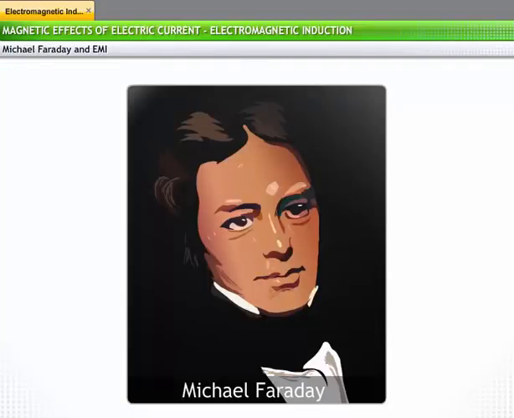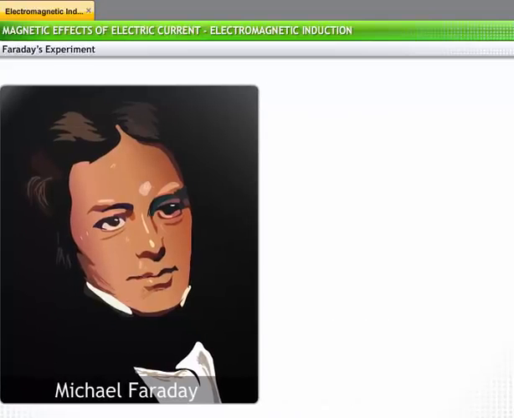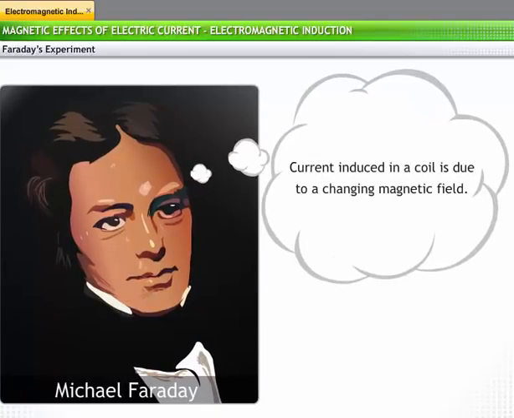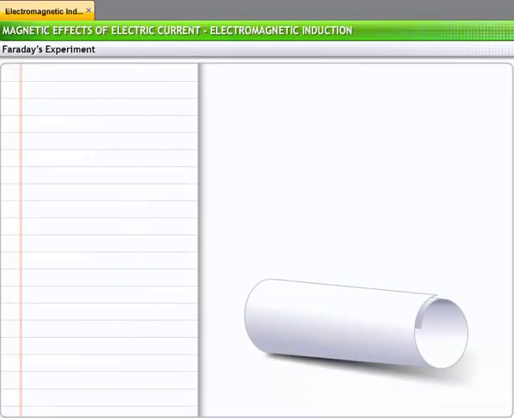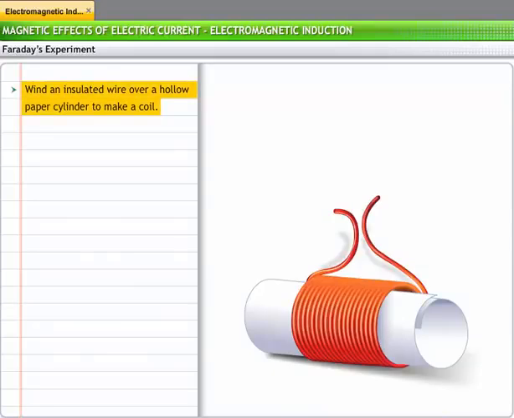The phenomenon of electromagnetic induction was first studied by Michael Faraday. Michael Faraday hypothesized that current induced in a coil is due to a changing magnetic field. To test this hypothesis, he conducted an experiment. You can observe this experiment to verify Faraday's law. To conduct Faraday's experiment, we will begin by winding an insulated wire over a hollow paper cylinder to make a coil.